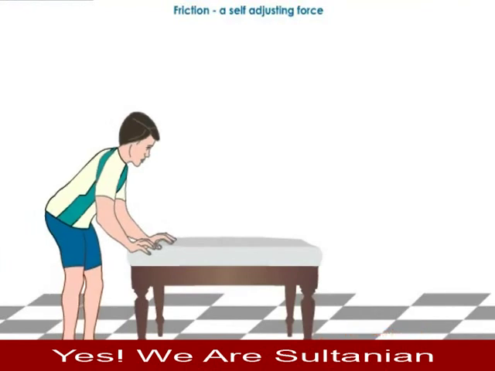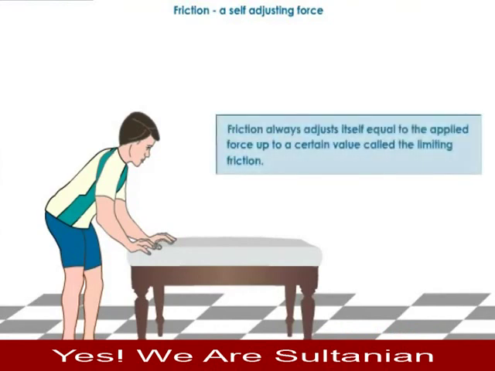Now, increase the force applied. The table does not move. This shows that the frictional force also increases. The frictional force is proportional to the applied force and maintains static equilibrium. Friction always adjusts itself equal to the applied force up to a certain value called the limiting friction.